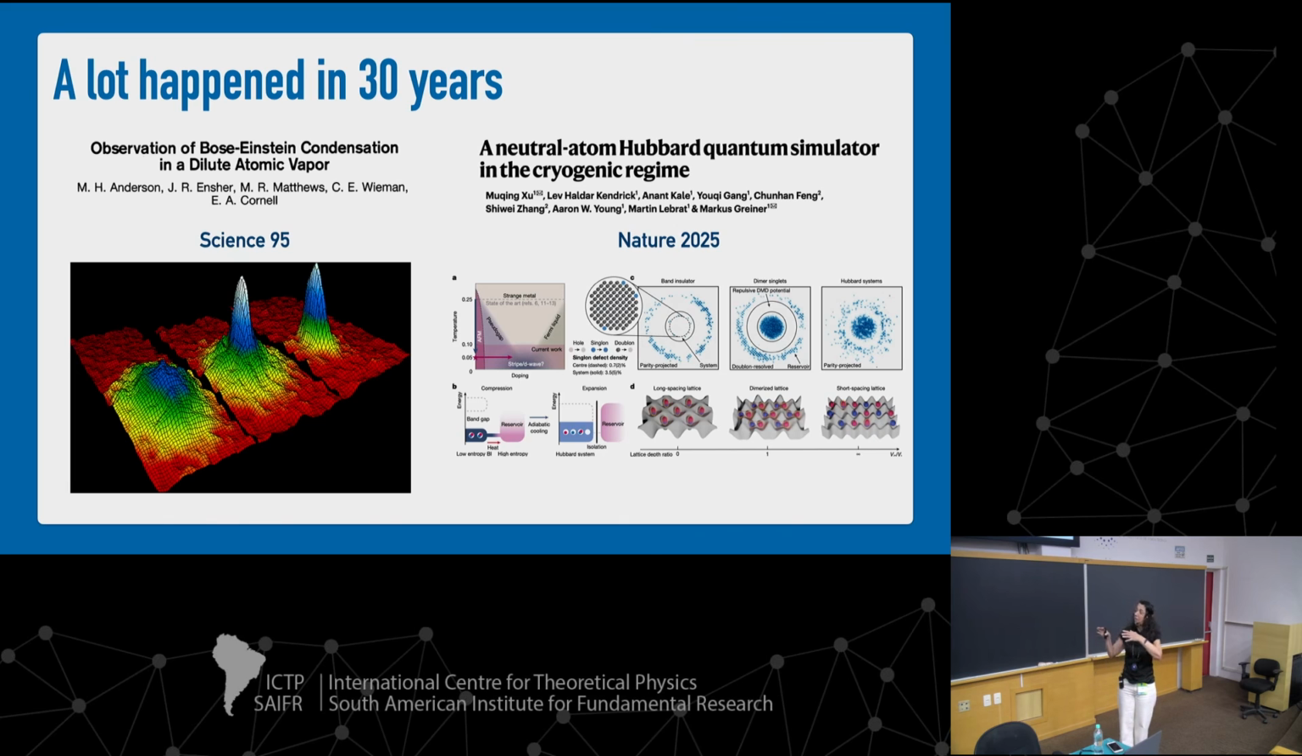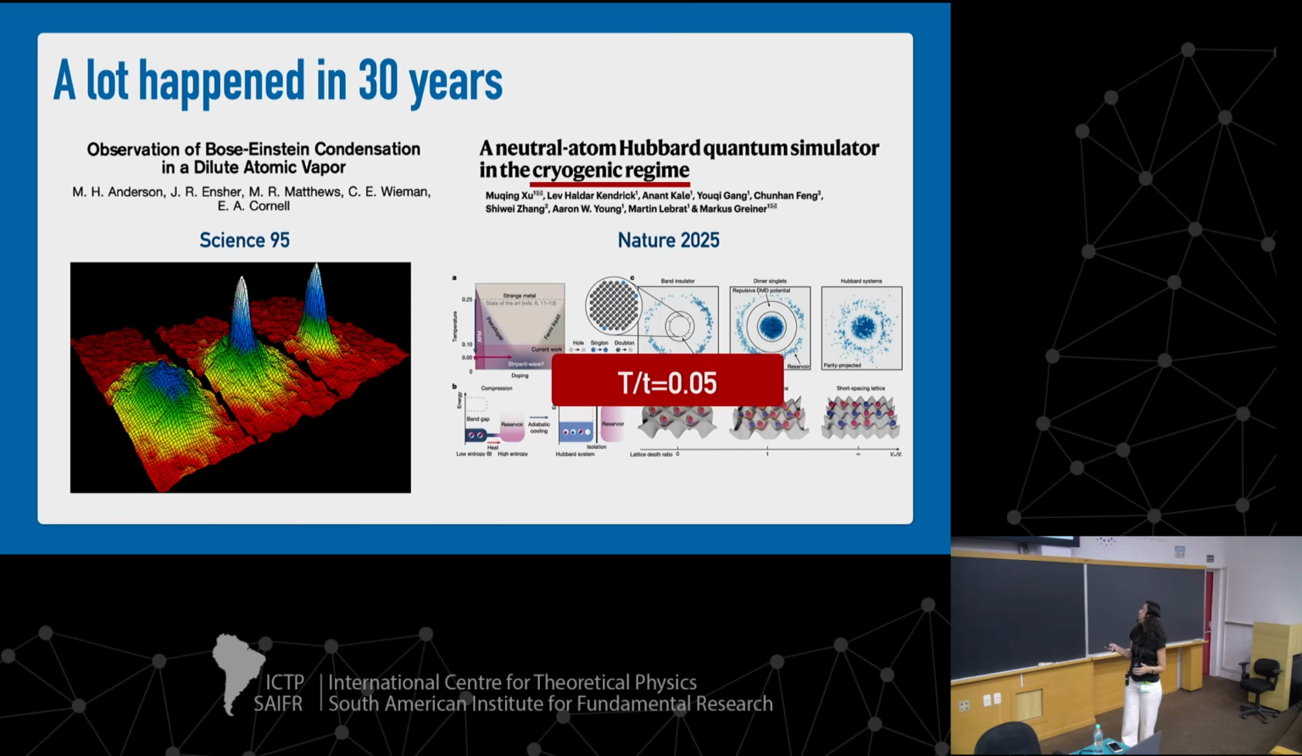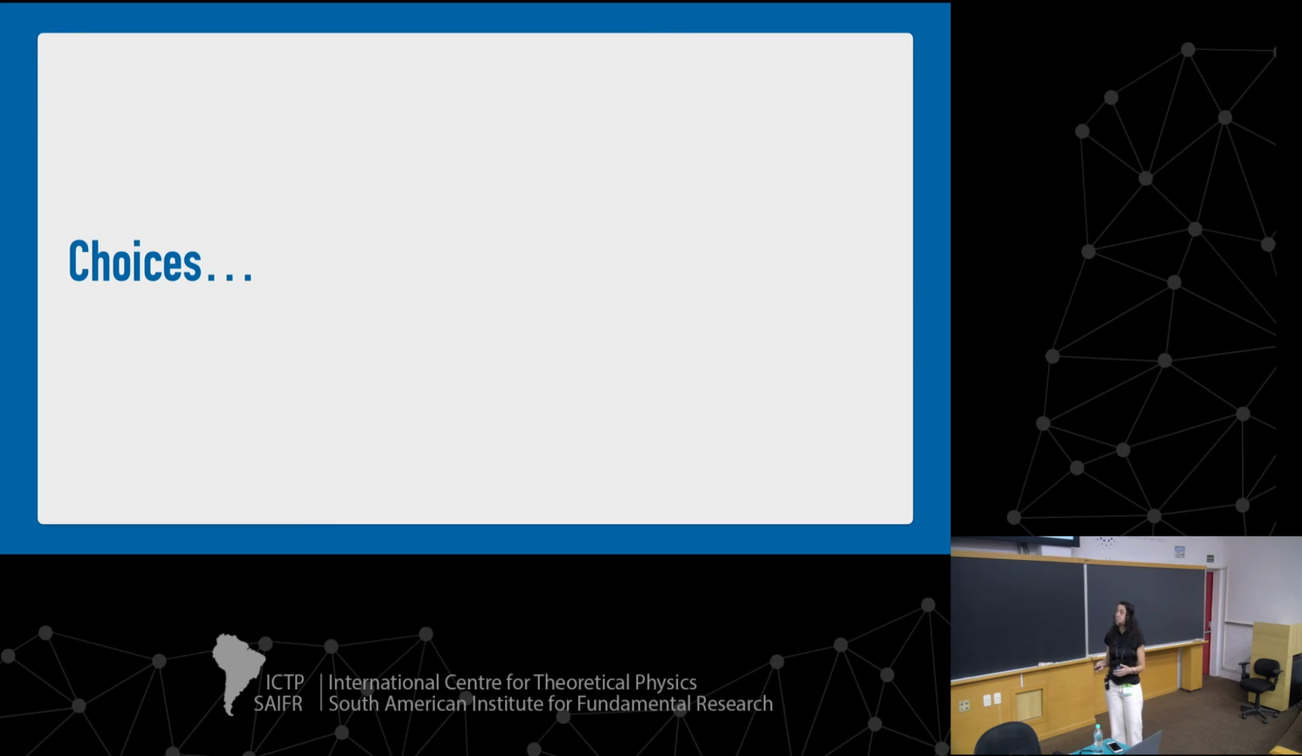So how do we go from a Bose-Einstein condensate in 95 to, 30 years later, a neutral atomic Hubbard model in the cryogenic limit? I'll talk a lot about temperature, and this is really a big achievement that's going to be a game changer. What happened in 30 years is obviously a lot to cover and impossible to cover, so choices had to be made. And I realized that in preparing these, the choices are deeply personal. If you had somebody else give this set of classes, another person would make completely different choices.